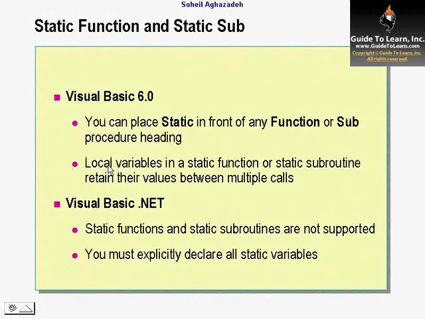Also, as far as the static function and the static sub, in VB 6.0 you could place Static in front of any function or sub procedure heading. In VB.NET, static functions and static subroutines are not supported anymore. In VB6, local variables in a static function or static subroutine retain their values between multiple calls. In VB.NET, you must explicitly declare all the static variables by putting the Static keyword in front of them.